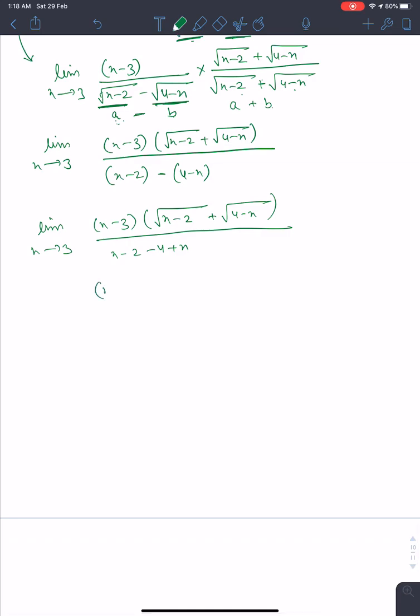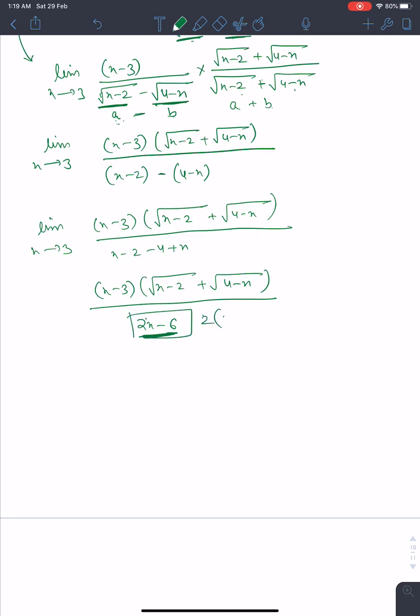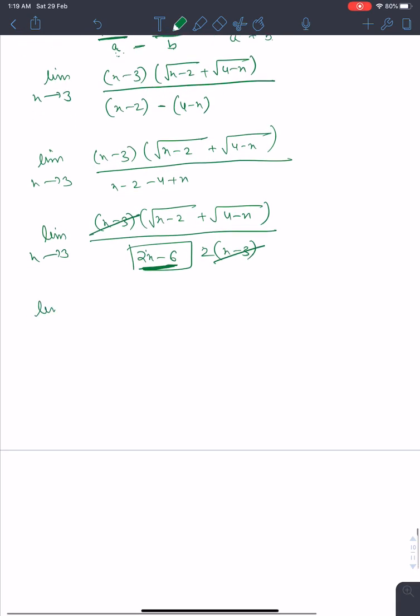Yes, okay. (x minus 3) into (under root x minus 2 plus under root 4 minus x) upon, it becomes 2x minus 6. So by taking 2 outside in this, you will be getting x minus 3, right? So this x minus 3 and x minus 3 got cancelled. So at the end you are getting this expression, limit x tends to 3 of (under root x minus 2 plus under root 4 minus x) upon 2.